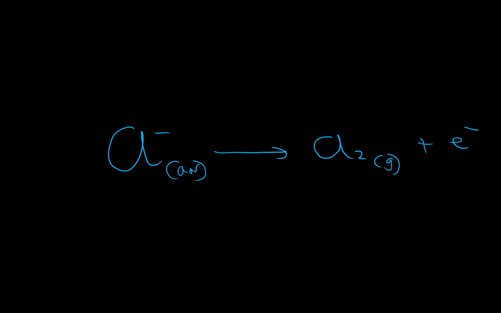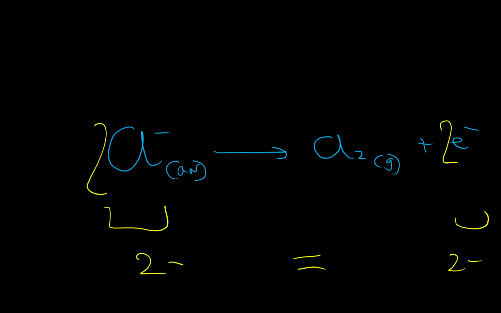Now, what's wrong with this equation? Can anyone shout out? It's not balanced, so we put a 2 there. And if this is 2 minus, and this is 1 minus, we need to put a 2 there as well. So they're both 2 minuses.